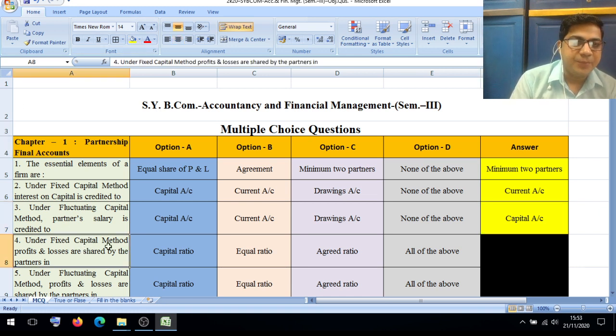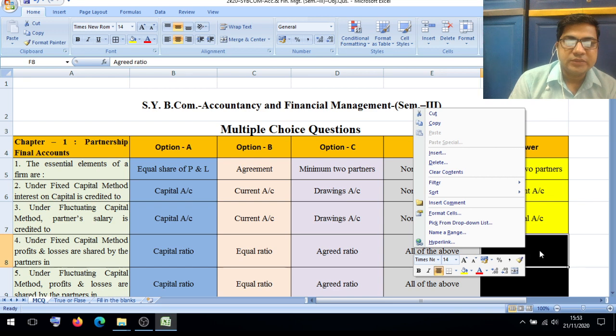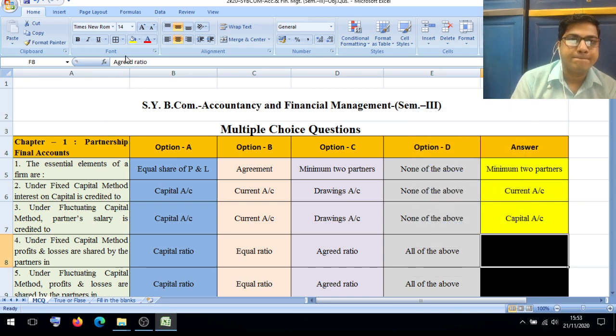Under the fixed capital method, profit and losses are shared by partners in which ratio? Capital ratio, equal ratio, agreed ratio, all of the above. The answer is agreed ratio.